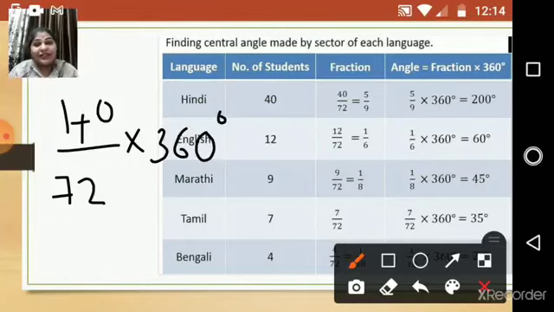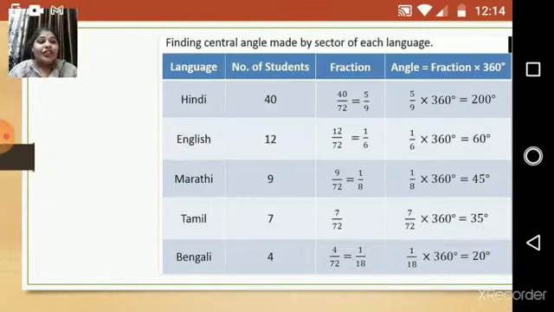Without the central angle we cannot draw the pie chart. This we have already seen, children. So you should know how to find the central angle of the given data.